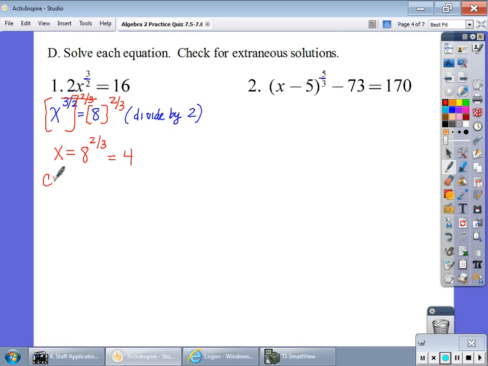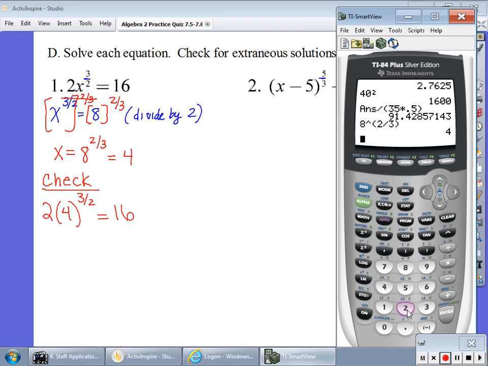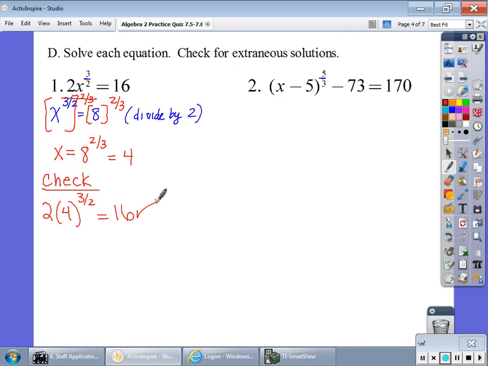Now I want to check. And so we're going to go 2 times 4 raised to the 3/2. Does that equal 16? And so I'll go and I'll type this into my calculator here. 2 times 4 raised to the 3/2. Hey, that equals 16. It's good to go. So x equals 4 is our solution.